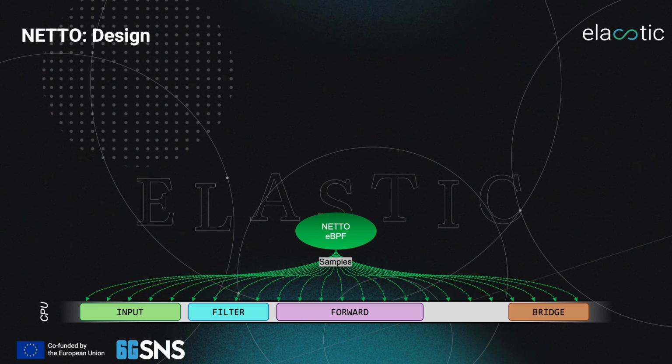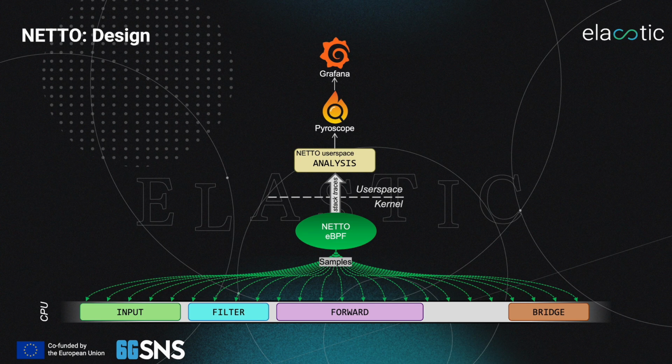When an interruption takes place, the processor's stack trace is sampled and lifted to the user space side of the tool. Here, analysis of the traces coming from the kernel is performed outside of the network stack's critical path, thus causing minimal slowdowns to the operating system. Finally, high-level metrics are extracted from the traces and exported to a Pyroscope daemon connected to a Grafana dashboard for consumption. Now, I will briefly demonstrate the deployment and use of NETTO.